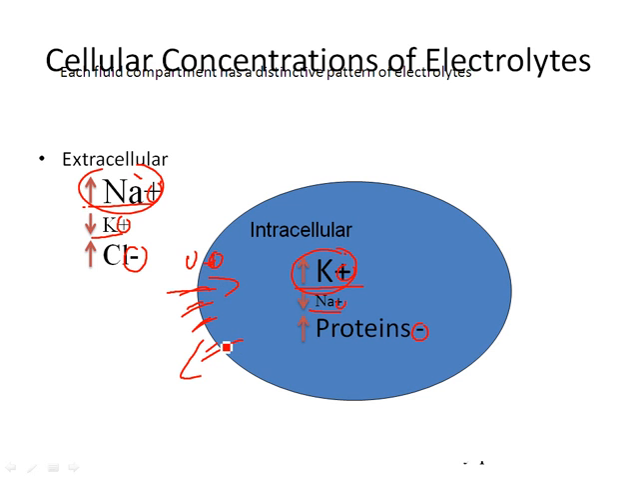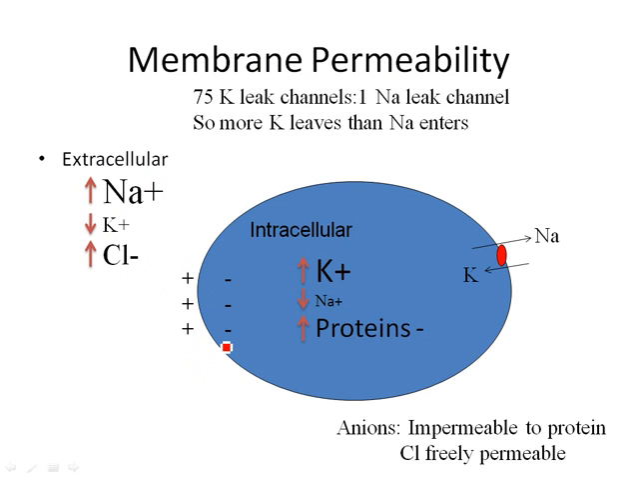So in order to have charge, you have to have what's called a sodium-potassium pump, and you have to know one more little secret that you don't know that I know. When you talk about these leak channels, for every one sodium leak channel, you have 75 potassium leak channels. So let's pretend this is the sodium channel, and these three are all potassium.